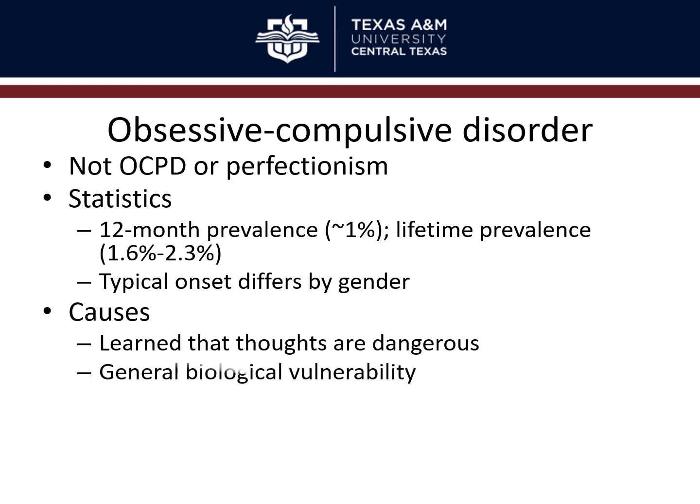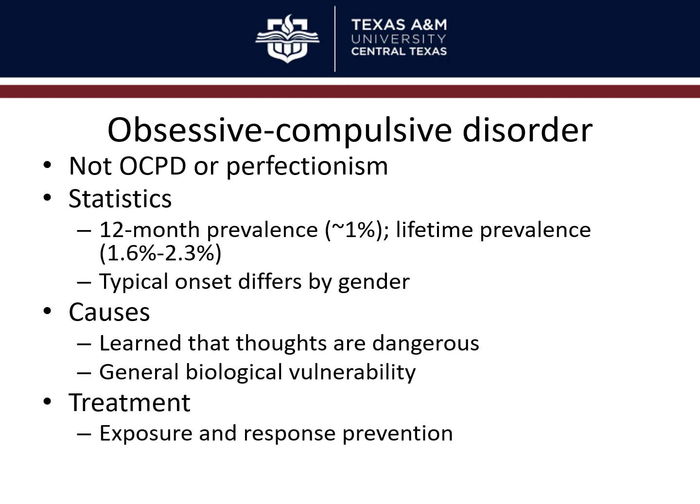And then, of course, there seems to be a general biological vulnerability. So there's not high heritability for OCD, but if somebody in your family has an anxiety disorder, that increases the risk of OCD. And if someone in the family has OCD, it increases the risk of an anxiety disorder for the descendants. In terms of treatment, pretty effective using exposure and response prevention.